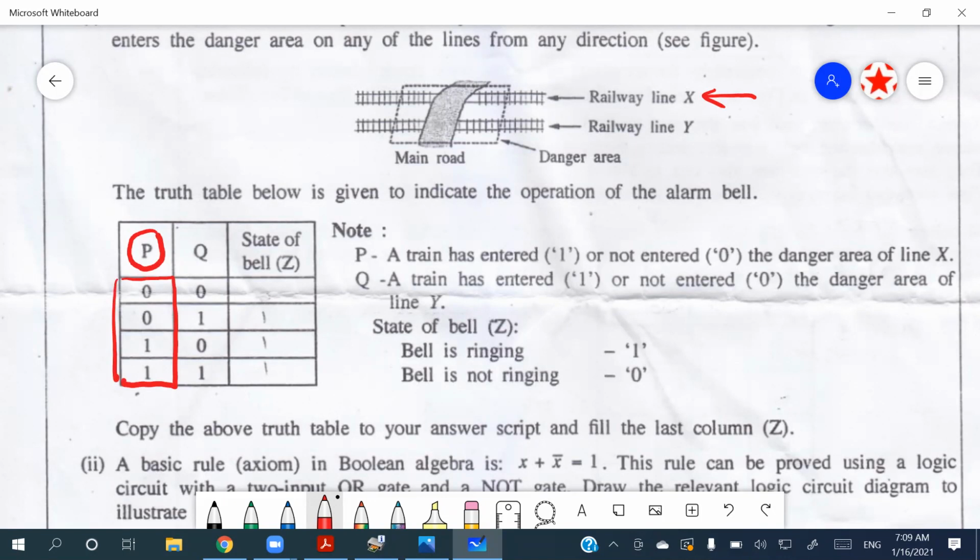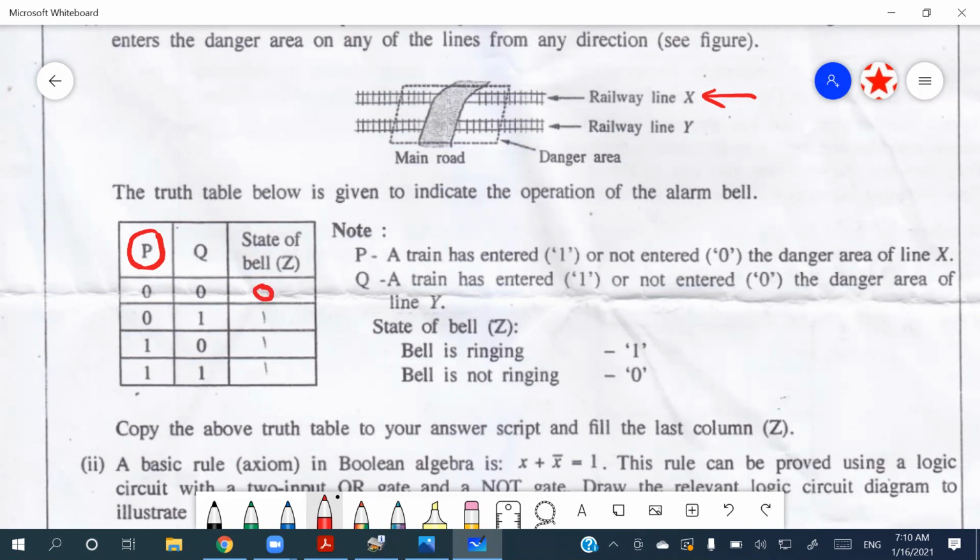Right, in the very same way Q indicates whether a train is entering or not. Then what they are asking is what the output should be, the state of the bell. When the bell is ringing, it indicates 1. When the bell is not ringing, it indicates 0. So if we consider this as a truth table, 0 means the train has not entered X, nor Y. So no bell will be ringing.